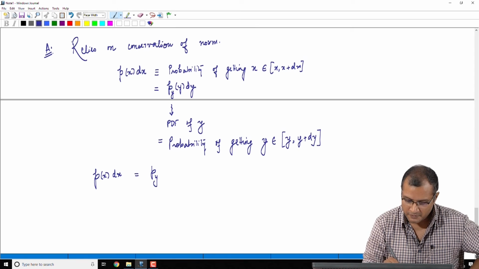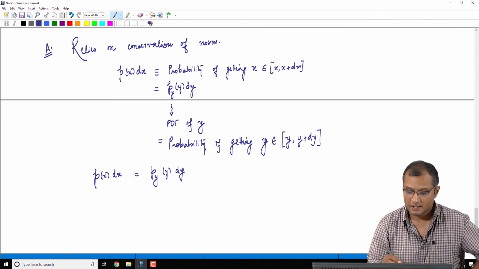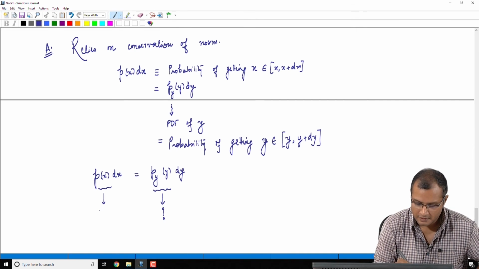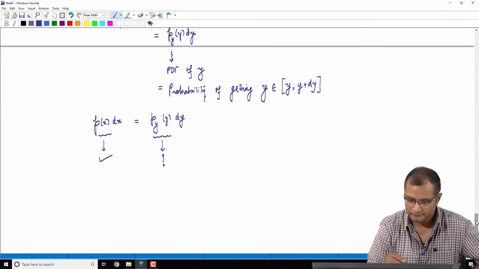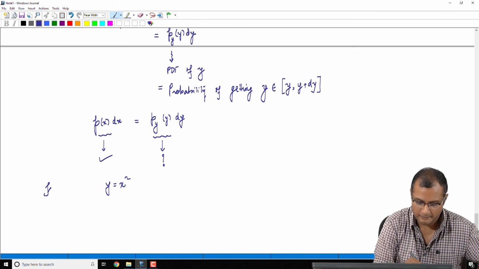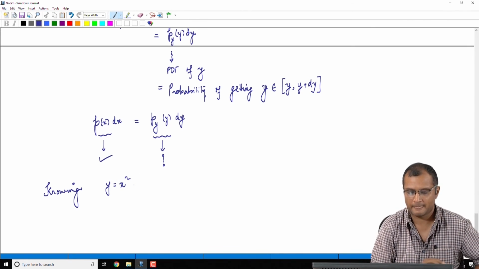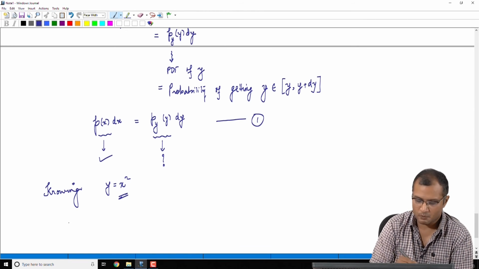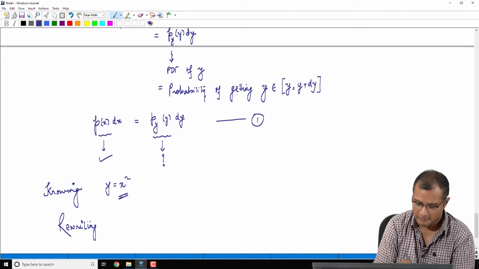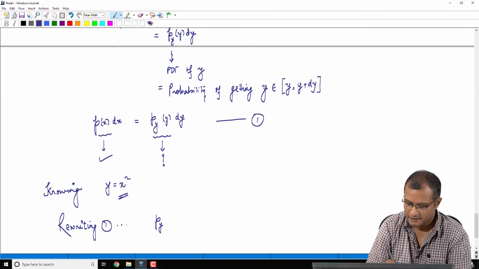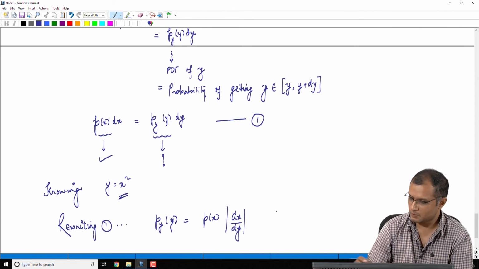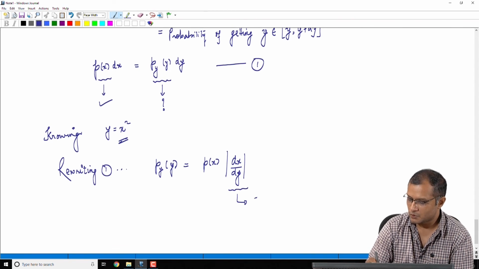the same as p of y dy, and we want to chase this probability density, knowing the probability density of x and the relationship y equals x square. So, this is what we have in our hand. So, you can actually write down this equation 1 as p of y equals p of x |dx by dy|, where this quantity dx by dy is called the Jacobian of the transformation.